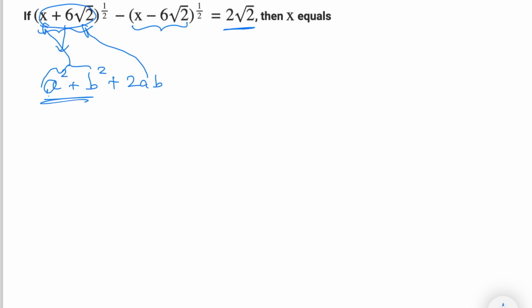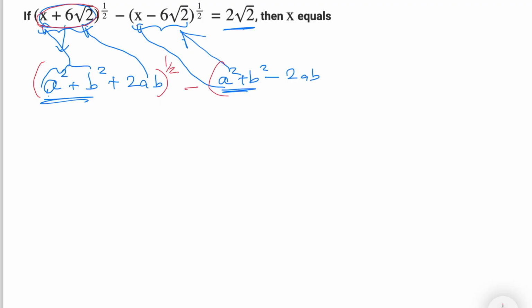And as a check, you can confirm this side we have a square plus b square minus 2ab. Yet again, a square plus b square will give you the value of x. So now for the time being, we simply substitute x plus 6√2 as a square plus b square plus 2ab. So the first part becomes (a square plus b square plus 2ab) raised to half. And again, in place of x minus 6√2, we substitute a square plus b square minus 2ab. So it will become (a square plus b square minus 2ab) raised to half. And this should be equal to 2√2.